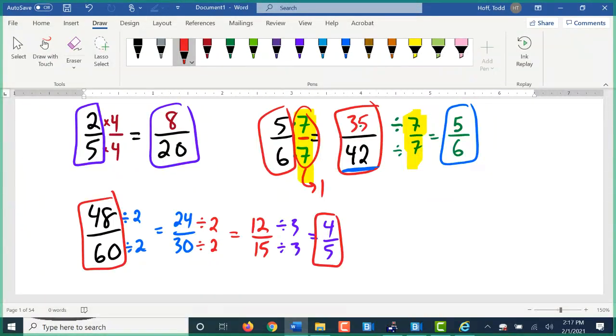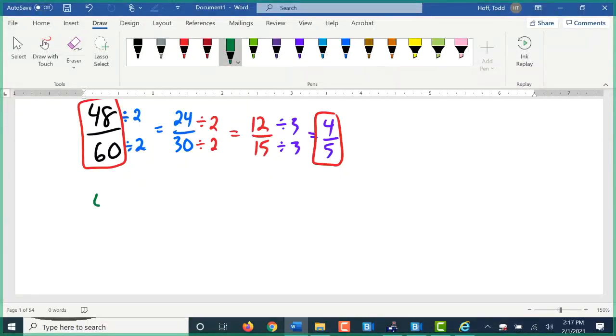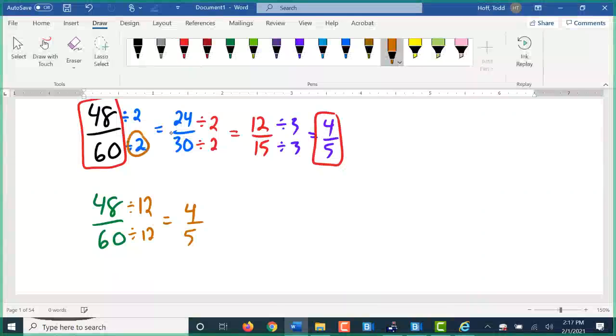Now, when you were first learning fractions back in elementary school, you were probably taught you have to find something called the greatest common factor. We talked about that last week. That would be the largest number that divides both the 48 and the 60. In this case, that would be the 12. 48 divided by 12 is 4, and 60 divided by 12 is 5. That would be just, we divided by 2, 2, and 3.